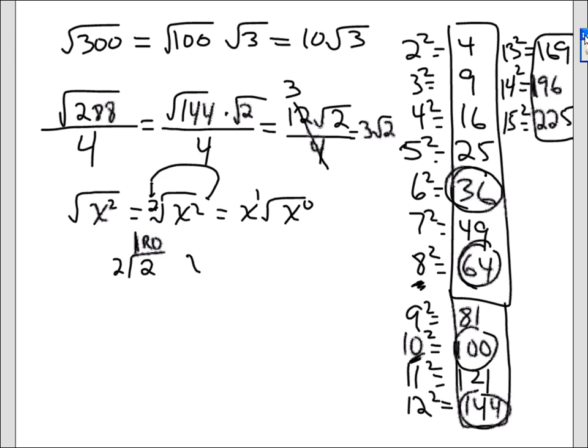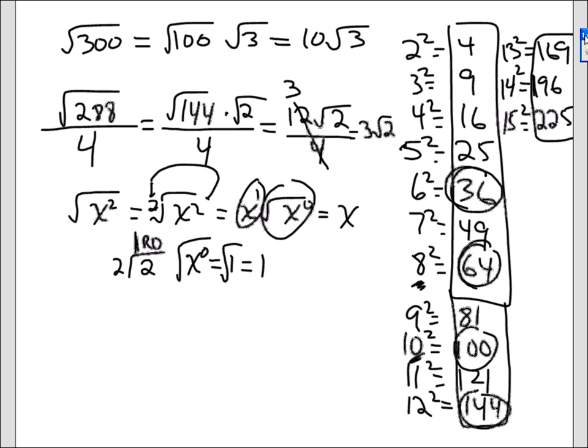Now, you need to remember that x to the 0 is 1. So the square root of x to the 0 is the square root of 1, which is 1. And this is just x. X to the 1 is x. And x times 1 is x.